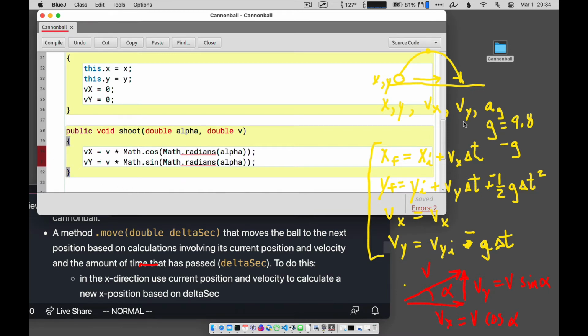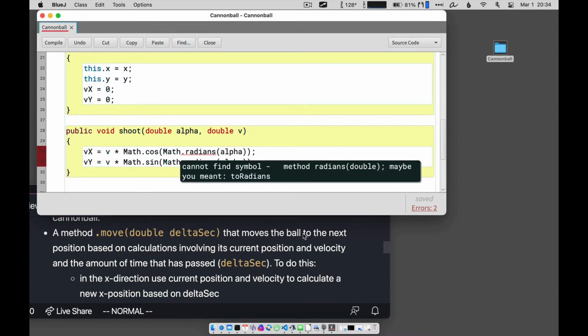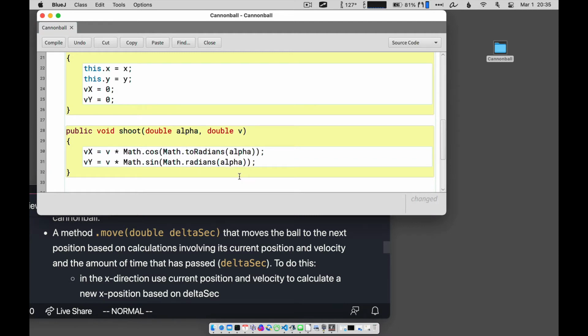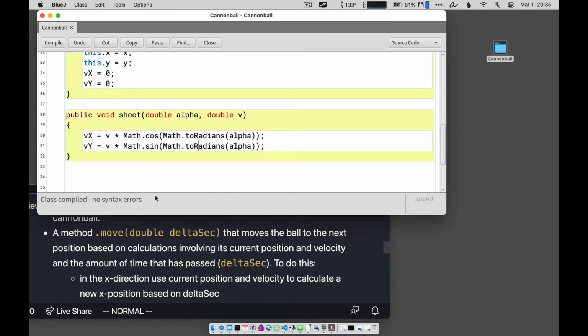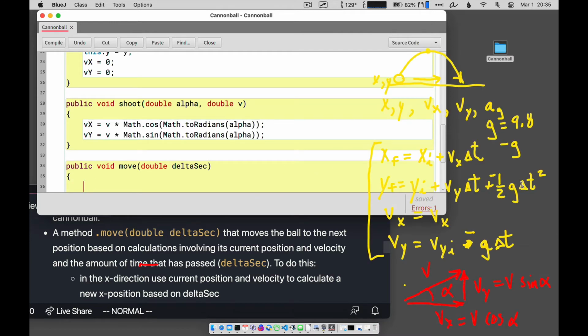Uh-oh, it looks like I've got some error messages here, so let me take a look and see what's going on there. Radians, maybe you meant toRadians. Oh, of course I meant toRadians. There we go. That's what I was missing. Thank goodness for my IDE helping me out. All right, let's do move. So we're going to move. We're not going to send anything back. We're just going to move. And I'm sending in a value, delta sec, which represents, again, that time period that's passing. That's that delta t over there in those equations.